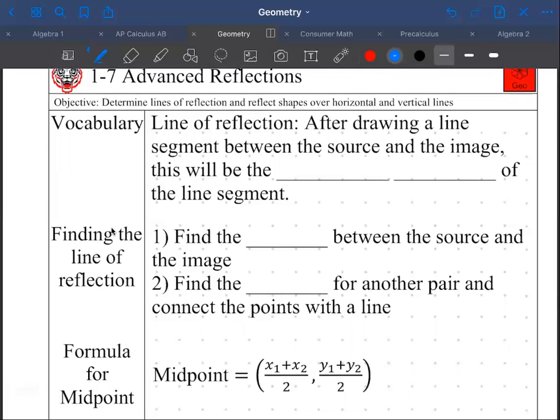So some more vocab. Line of reflection. After drawing a line segment between the source and the image, again, source is the start. So if you don't like the word source, this is the start and the image. It's kind of like the end after the transformation. The line of reflection will be what? You know this word, it means 90 degrees, but it's like the fancy word. This one I think is going to be new for us.